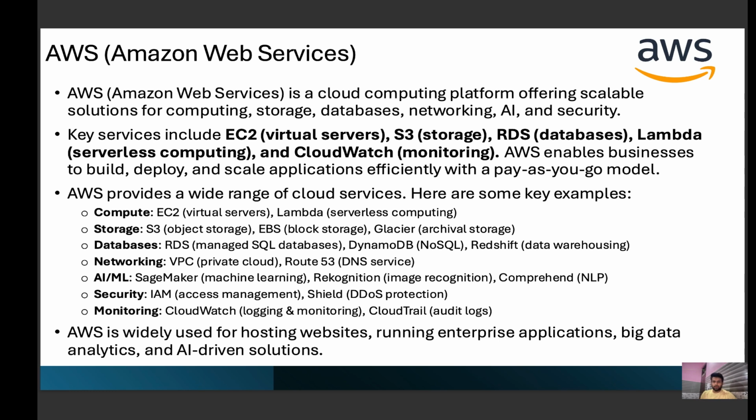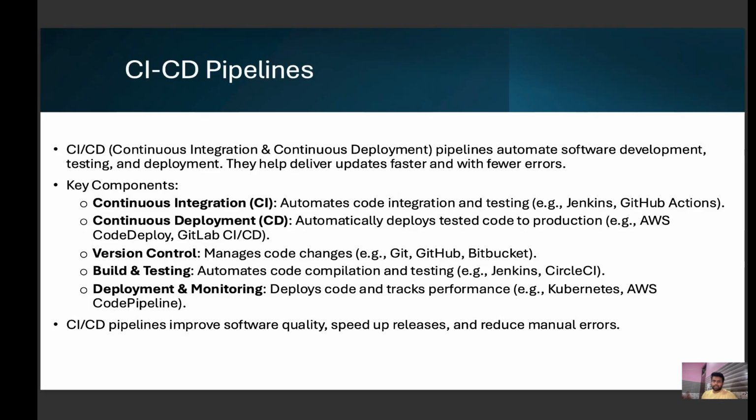So AWS is used for hosting websites, running enterprise-based applications, big data analytics, and AI-driven solutions as well. So, what are CI/CD pipelines? Moving on to the next topic, as we are preparing these things, and we will cover them in the next 25 minutes. So, what is CI/CD? CI/CD is a pipeline for automating software development, testing, and deployment. It helps deliver software updates faster and with very few errors. So what are the key components of CI/CD pipelines?